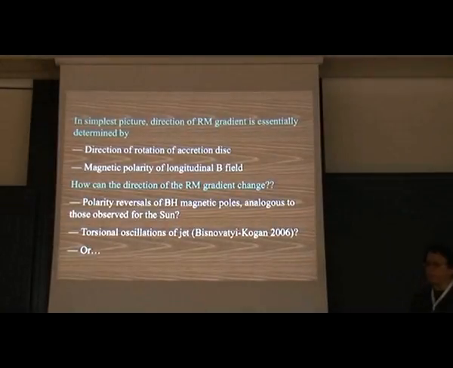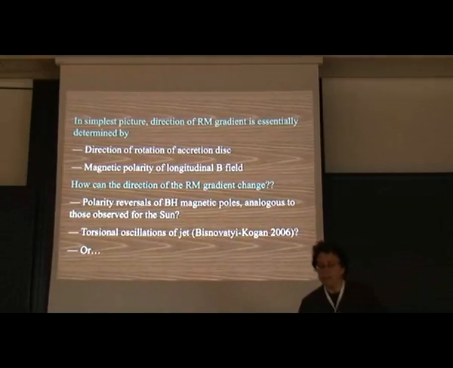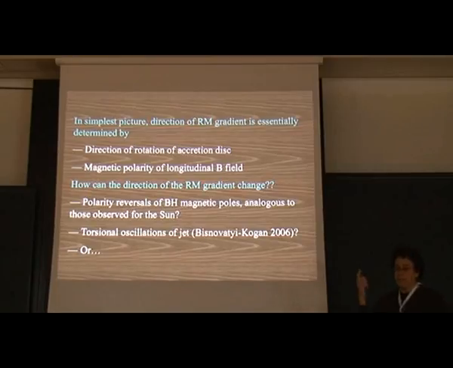Okay, now in the simplest picture that we're imagining here, the direction of this rotation measure gradient is essentially determined by the direction of rotation of the accretion disk and the direction of the longitudinal magnetic field. And it could be quite difficult to imagine how the direction of the azimuthal field could change. Okay, well, one possibility might be polarity reversals, similar to the sun. But it's difficult to imagine how those would happen, although I'll make a comment about that in a moment.